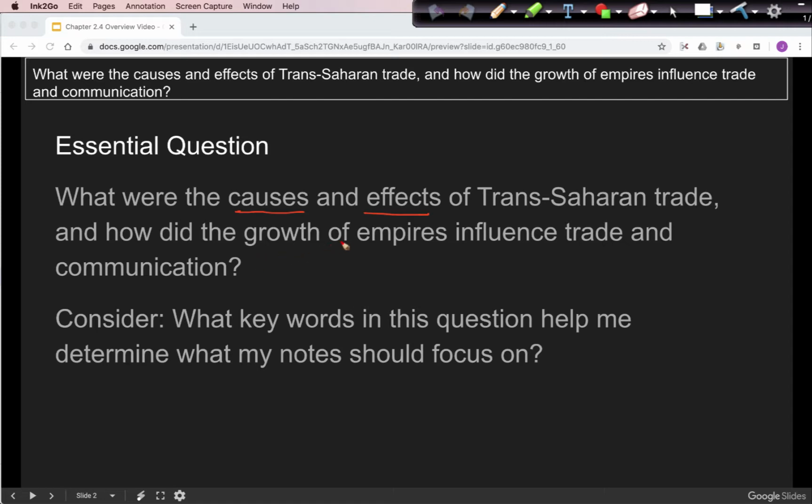And for how did the growth of empires influence trade and communication, this word influence, if you think about it, is really very similar to an effect. So this question is really giving us more information about the kinds of effects we'll be looking for, which is looking at how empires grew and what their influence was. So one of the effects of the trans-Saharan trade was the growth of empires and their influence on trade and communication. So again, just to remind you, this is going to be a causation.